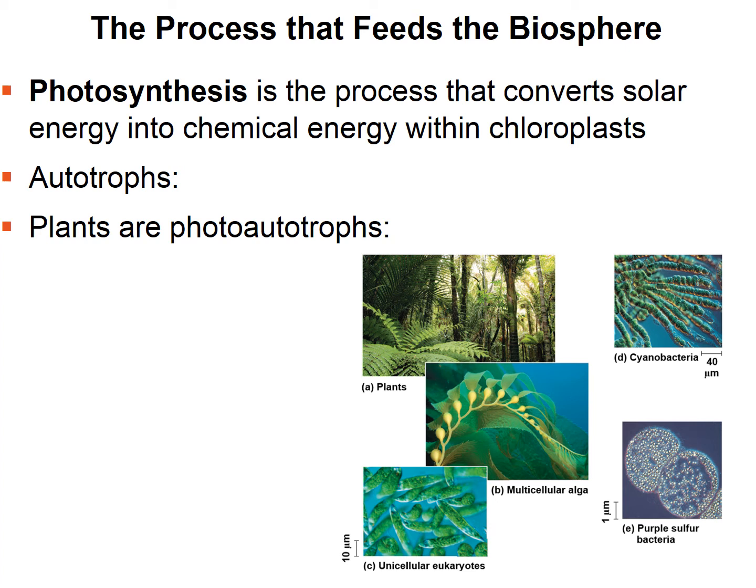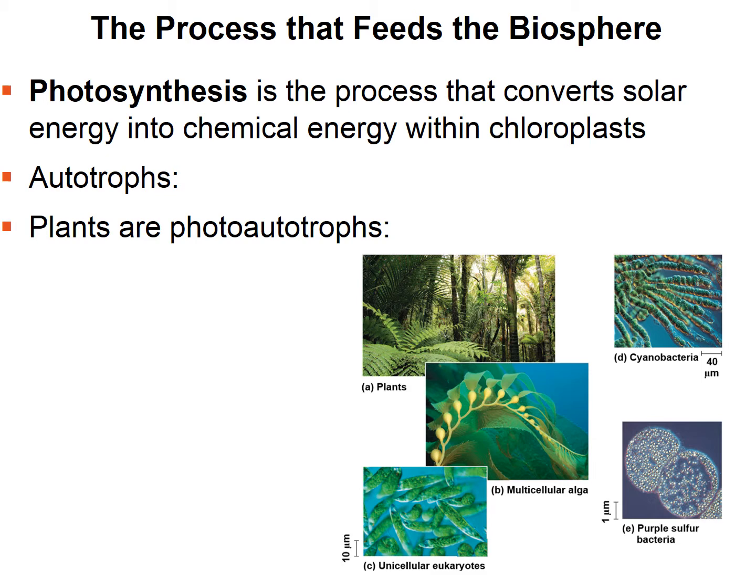Chapter 10 deals with photosynthesis. This is the process that converts solar energy, or energy from the sun, into chemical energy, and this occurs in organelles called chloroplasts. Autotrophs, also called producers, make organic molecules from carbon dioxide and other inorganic molecules.